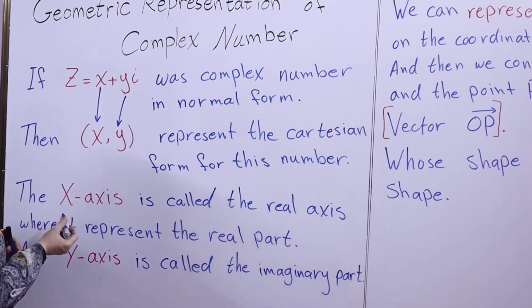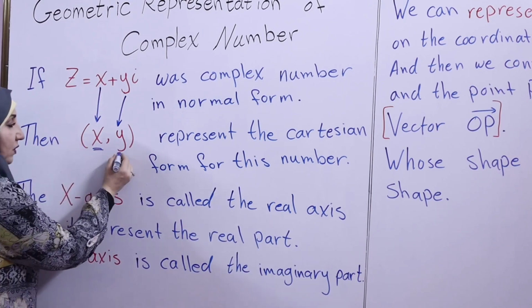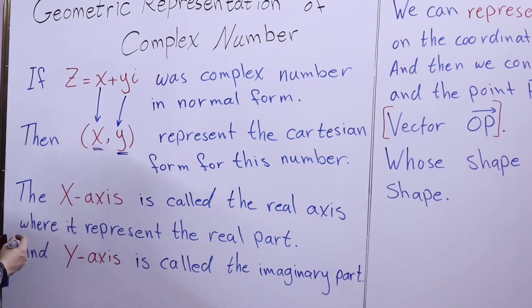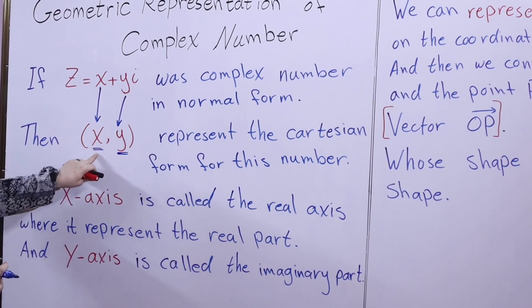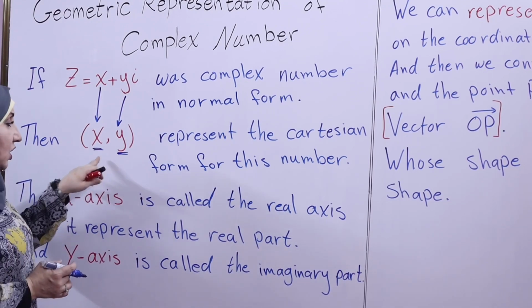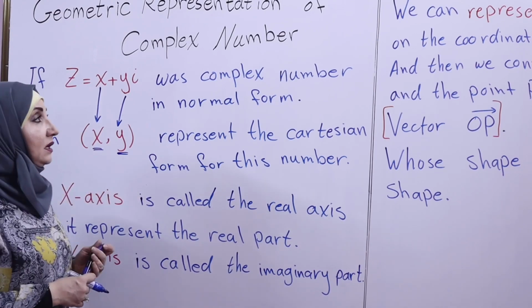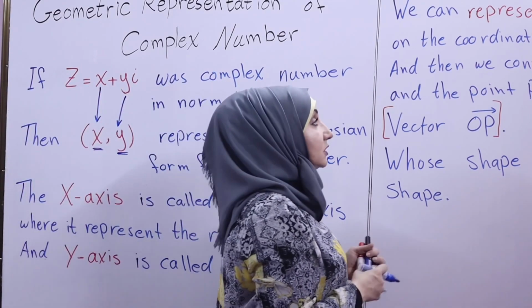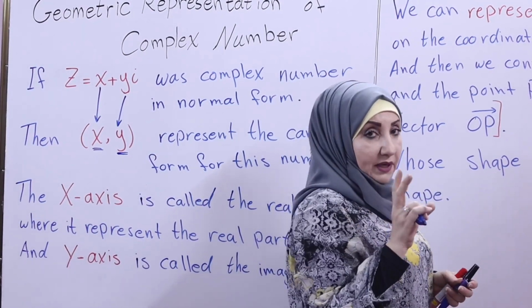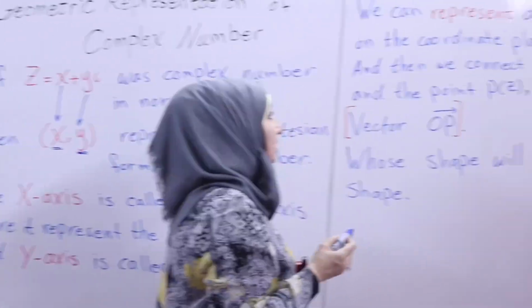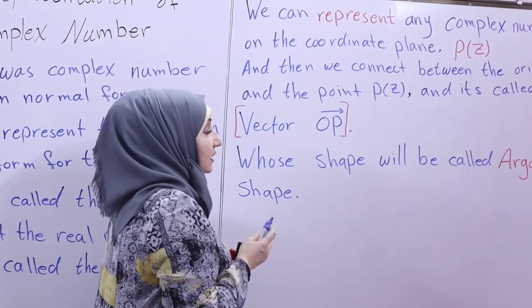The x-axis called the real part، هذا نسميه الجزء الحقيقي، and the y-axis called the imaginary part. إذن راح يكون المسقط الأول هو الإحداثي السيني، والمسقط الثاني هو الإحداثي الصادي إذا ردت أمثله في المستوى الإحداثي. If we want to represent it in the coordinate plane, so we can represent any complex number on the coordinate plane.